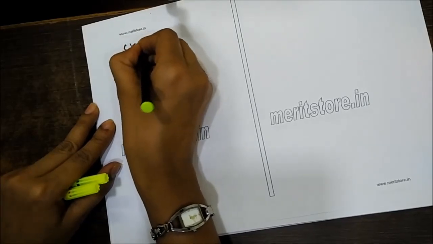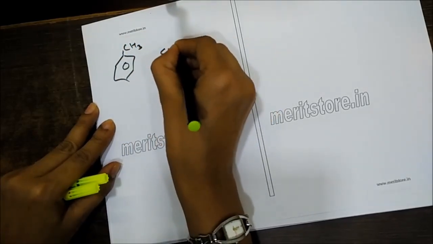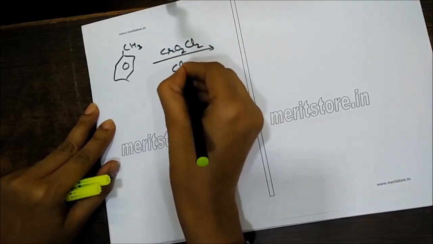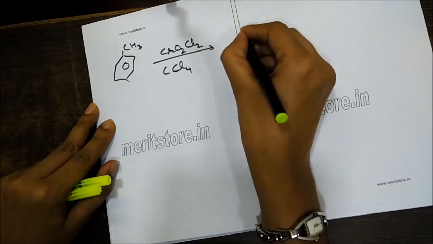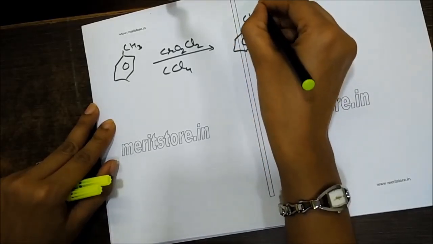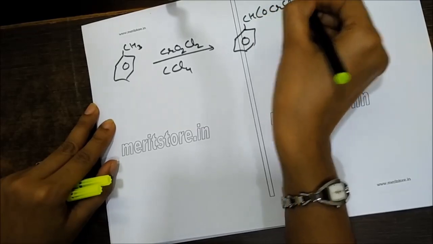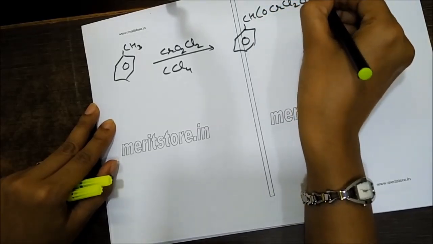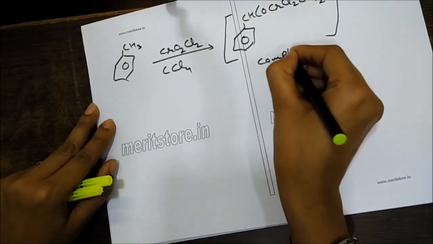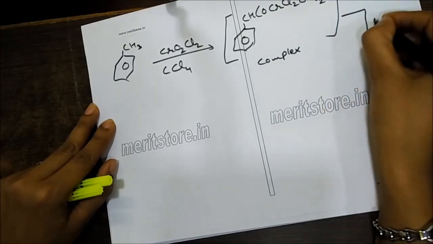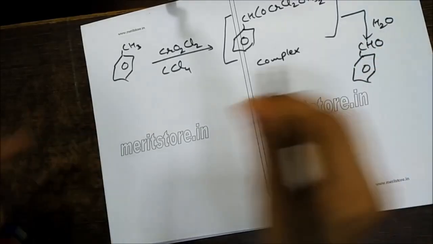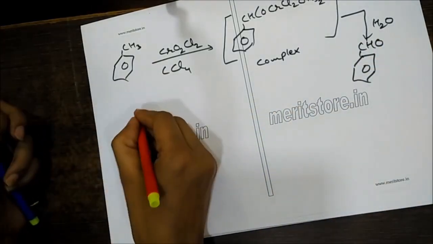Toluene in presence of CrO2Cl2, chromyl chloride, and carbon disulfide will also give benzaldehyde. It will give an intermediate complex, which on hydrolysis will give benzaldehyde. This reaction is called Etard reaction.